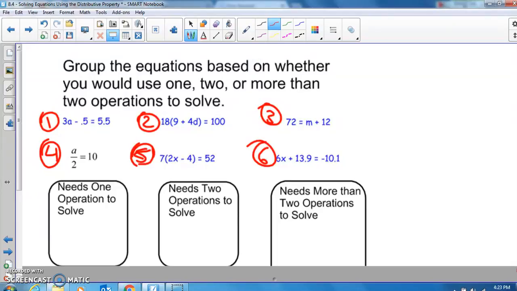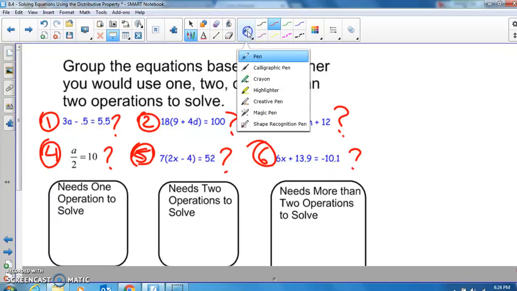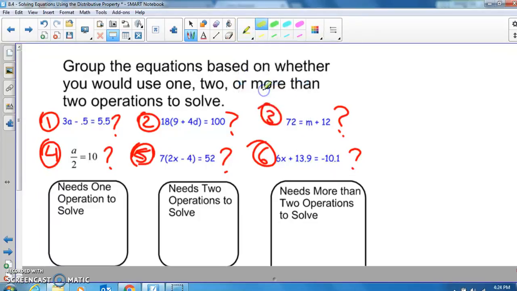Number 4 is a divided by 2 equals 10. A divided by 2 is division. Opposite of division is multiplication, so that's going to use 1. So what I want you to do is figure out how many steps each one of these is going to take. I didn't say solve, so you don't have to solve. So if you'll do these right here, let me highlight them just so you'll know that I want you to work this out.